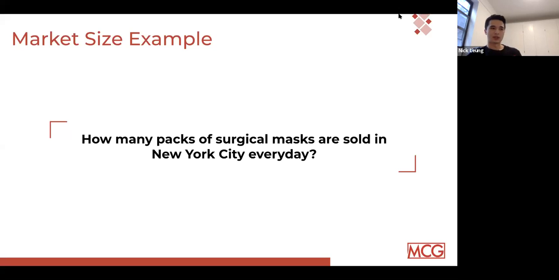Okay, so let's take a beat for a second. In the question, we're asking about a specific type of mask, right? So let's make an assumption. We know the population of New York City. We're going to say everyone in New York City wears masks, which is a big jump in logic, but let's assume that. How many of those people do you think are wearing surgical masks? I think that's a good question to ask yourself.